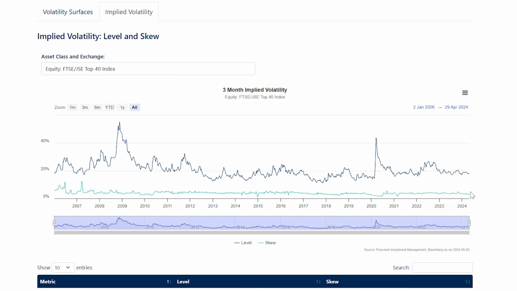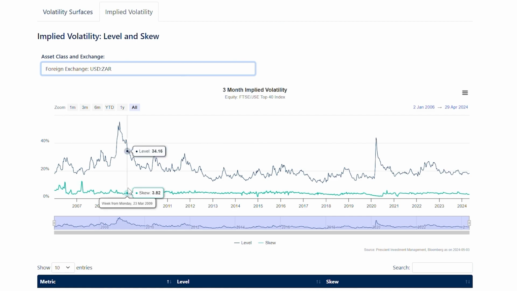And then if you look at the skew, which is the way to see where market participants are pricing for directionality in the market, again, not really suggesting anything. So interesting when you look at the options market in terms of how that relates back to South African equities.